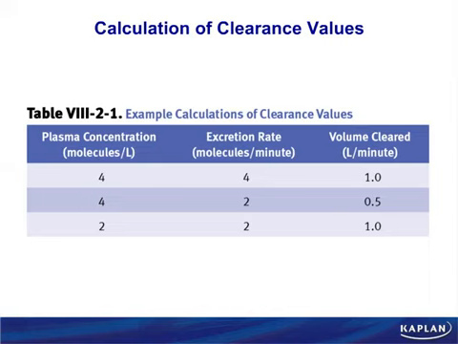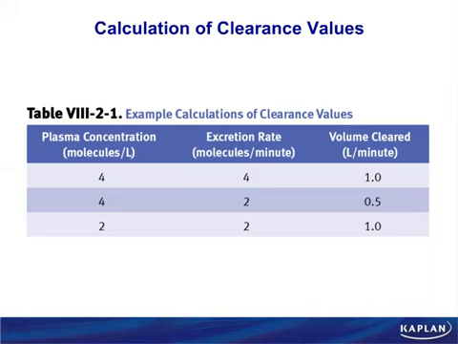Let's look at some example calculations of clearance values. Let's look at the plasma concentrations of molecules per liter. So here is 1 liter of plasma. 1 liter of plasma enters the kidneys, and that 1 liter of plasma, let's say, contains 4 molecules. And let's say the excretion rate is 4 molecules per minute.